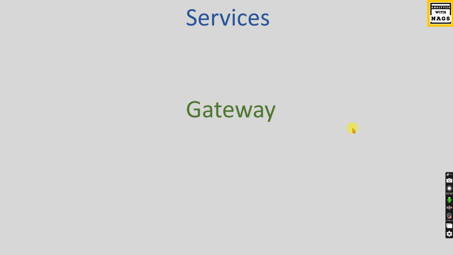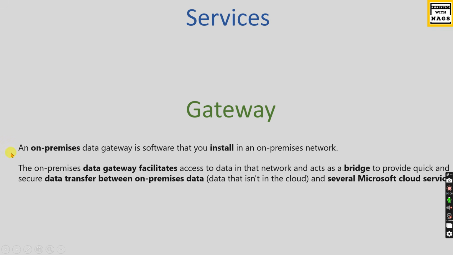In this section we're going to see what a gateway is, what its purpose is, and when to use it. Basically, an on-premise gateway is software that you install in the on-premise network. It facilitates access to the data in the network and acts as a bridge to provide quick and secure data transfer between the on-premise data and several Microsoft cloud services. This is the book definition of it.